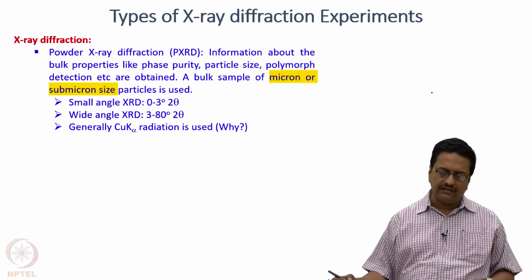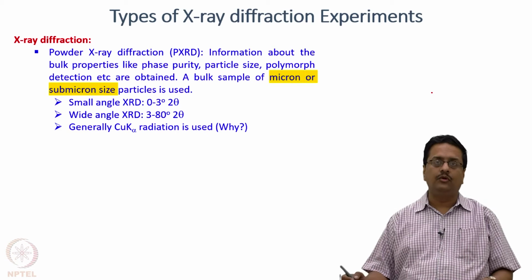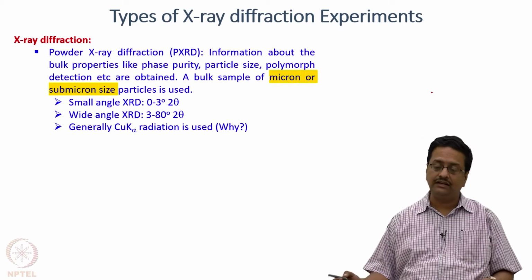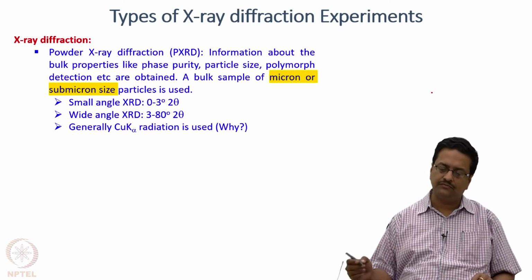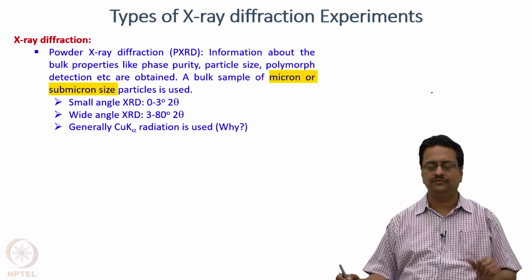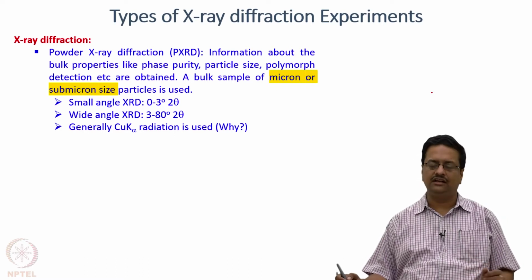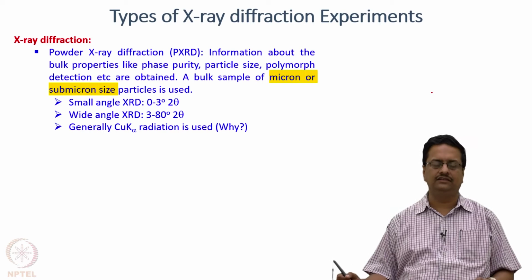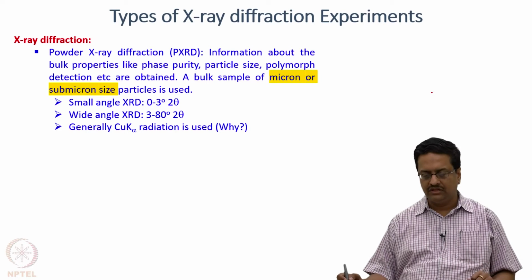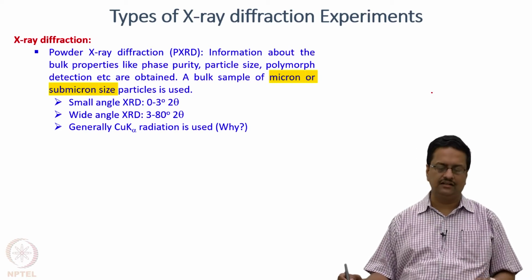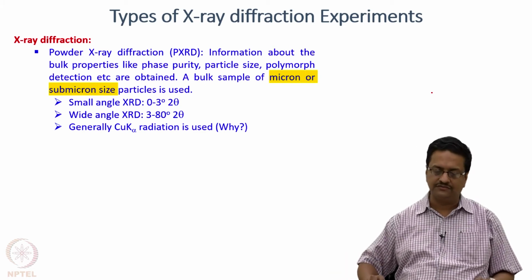This powder X-ray diffraction is divided into two different types. One is small angle X-ray diffraction, the other is wide angle X-ray diffraction. Using small angle X-ray diffraction, one studies the diffraction of X-rays in the range of 2 theta from 0 to 3 degrees, while in case of wide angle X-ray diffraction, we study generally from 3 to 80 degrees or sometimes slightly higher than that. For this particular application, when we do powder X-ray diffraction, we use copper K alpha radiation in general. Why? We will come to it at some point in the following lectures.